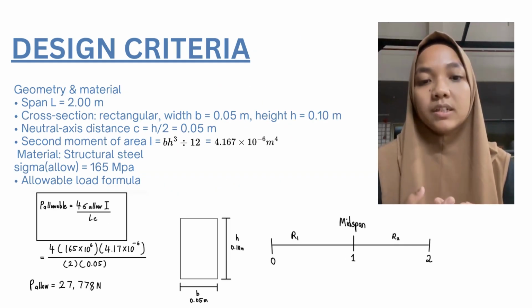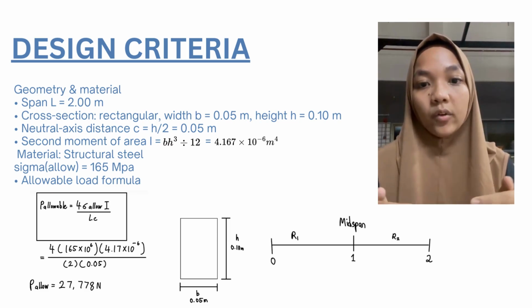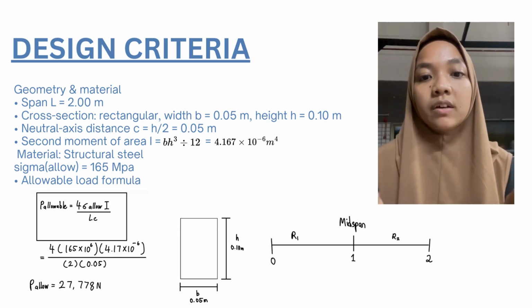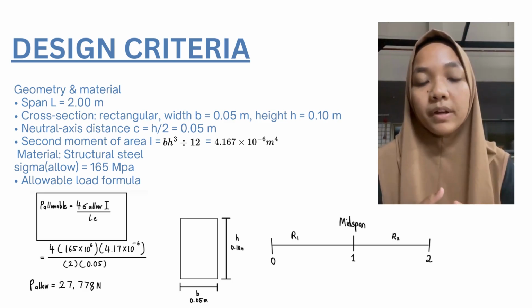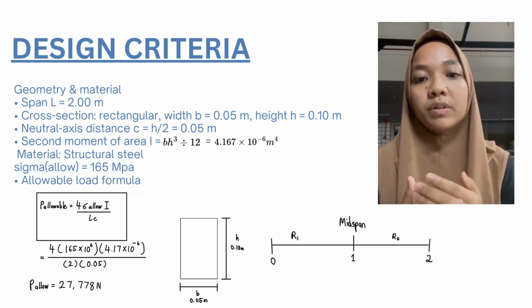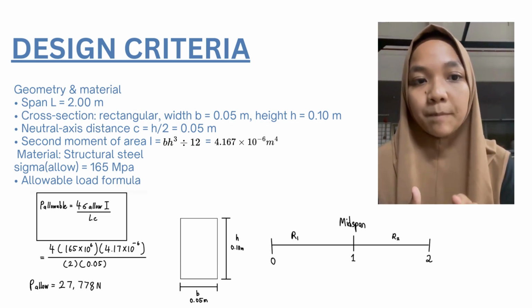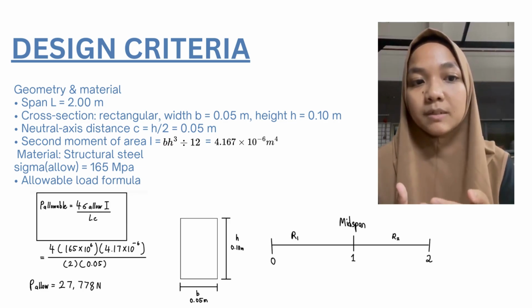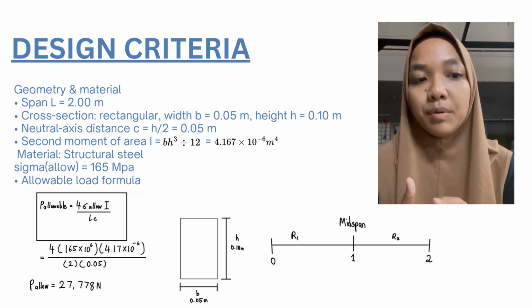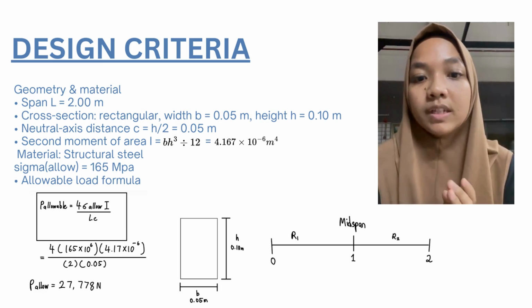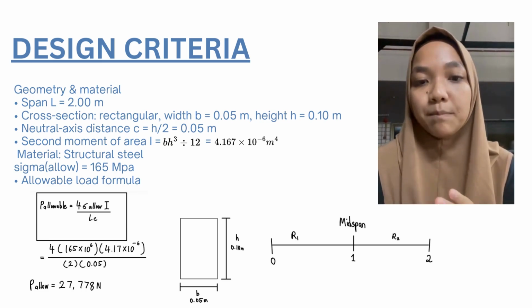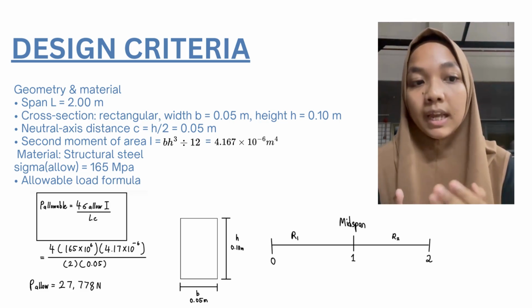For our analysis, we use a steel beam with a length of 2 meters and a rectangular cross-section measuring 0.05 meters by 0.10 meters. The allowable stress of 165 megapascal was selected. We applied the neutral axis position and calculated the second moment of area to assess the beam bending capacity. Using the allowable load formula, we determine the safe load limit and confirm whether the beam meets design requirements or not.